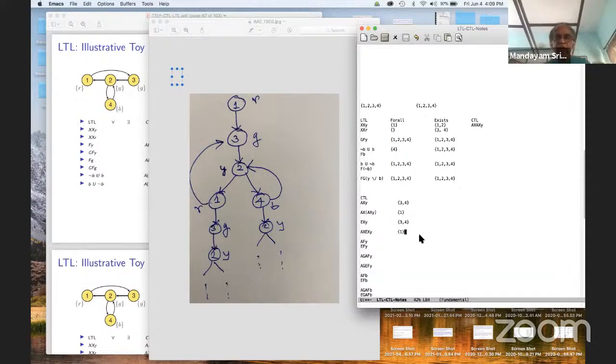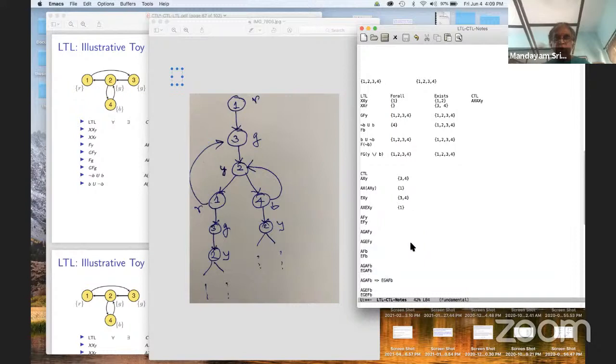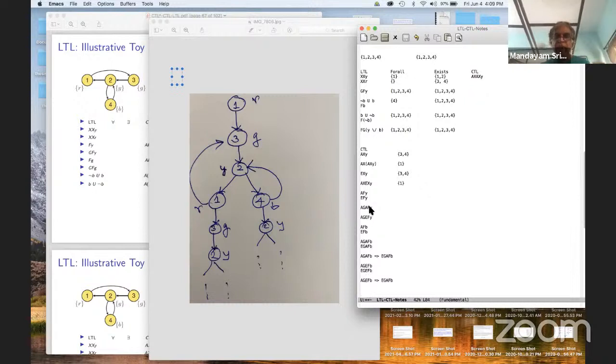So now let's get to what's more interesting, which is this one. Let's ignore this and get to AF of B. So I'll go back to Paramalai. What is AF of B?